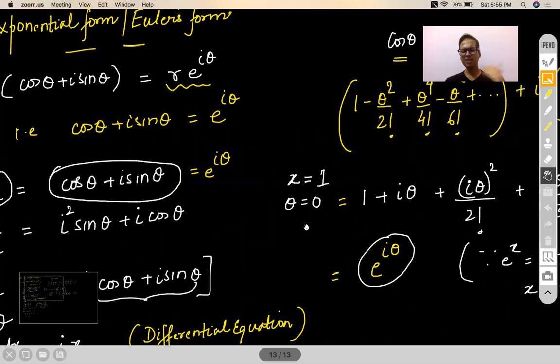I will come back to this form. I have a lot of things to discuss about this form. As of now, I will stop with respect to the representation of complex numbers over here.